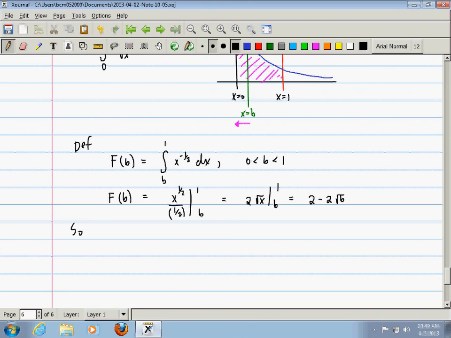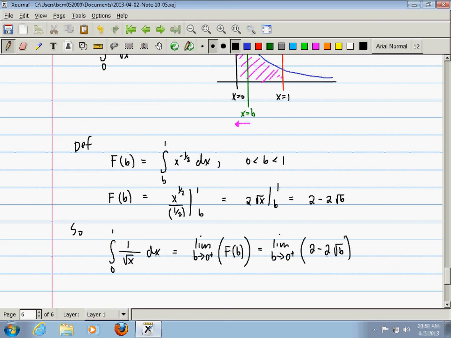So the integral from 0 to 1 of 1 over the square root of x dx, if it has any meaning at all, has to mean the following. It has to mean the limit as b goes to 0 from the right of f of b, which is to say I'm taking the area between the red and green fence posts and then letting the green fence post go to 0 from the right. So this would be the limit as b goes to 0 from the right of 2 minus 2 the square root of b. What does 2 do? It goes to 2. What does the square root of b do as b goes to 0 from the right? 0, so then minus 0, so this is 2.